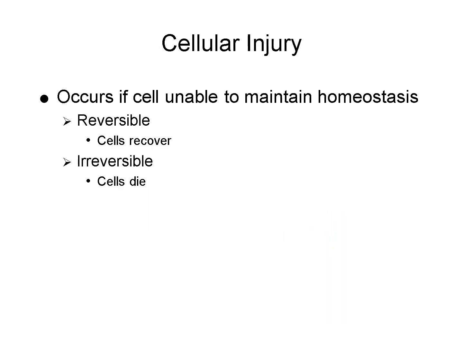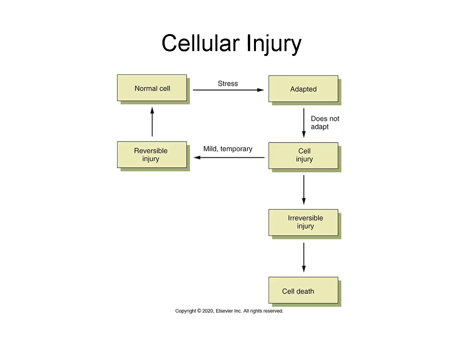Cellular injury occurs when a cell is unable to maintain homeostasis in the face of external or internal stress. If the injury is mild or short-term, the damage may be reversible, allowing the cell to recover and return to normal function. However, if the injury is severe, prolonged, or overwhelming, it becomes irreversible, leading to cell death. The ability of a cell to adapt or succumb depends largely on the nature of the stress and the cell's capacity for repair. This flowchart illustrates the cellular response to stress.